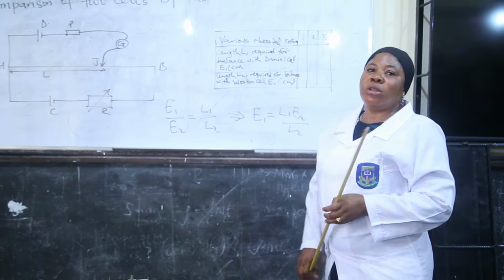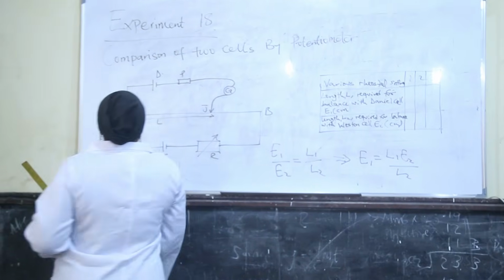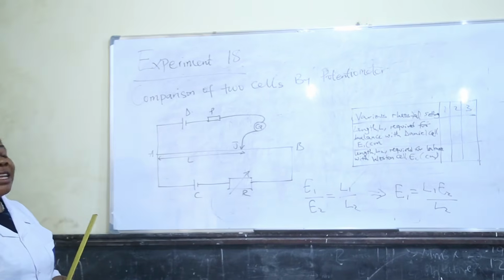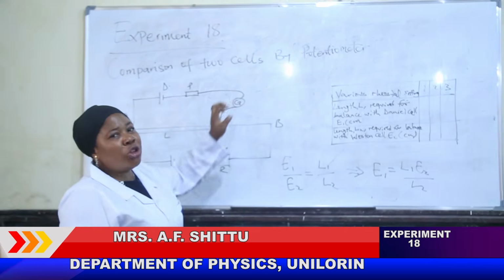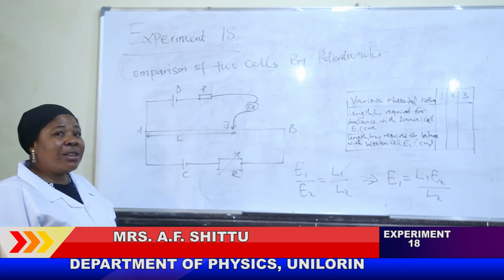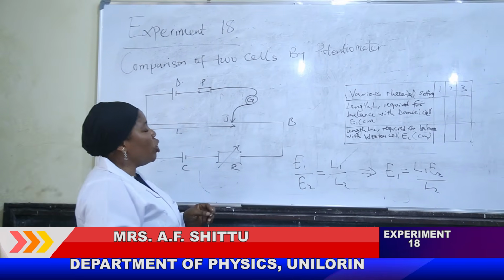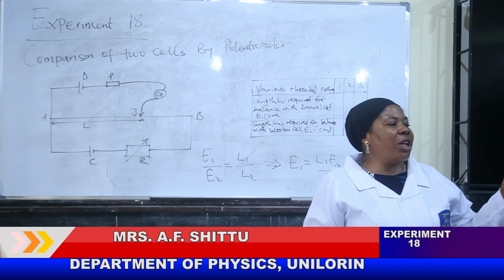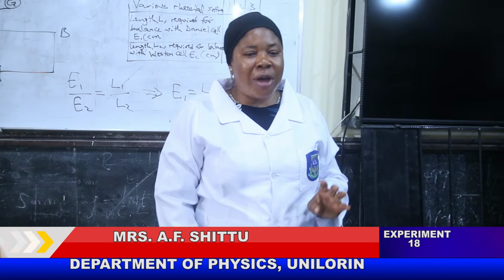To the demonstration of the experiment on comparison of two cells by potentiometer. Now the aim of this experiment is that I want to compare two cells, and those two cells are Daniell cells and standard cell. And for this experiment, we'll be making use of some apparatus, which includes an accumulator, which we are expected to use either an accumulator or a regulated power supply.